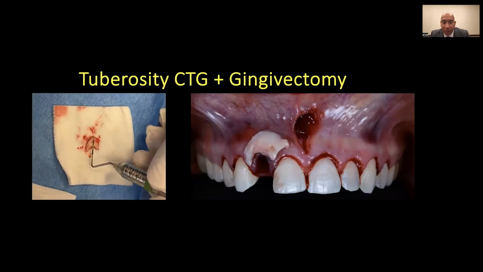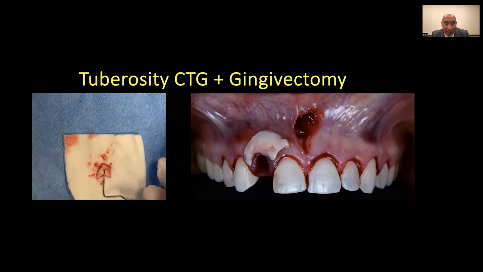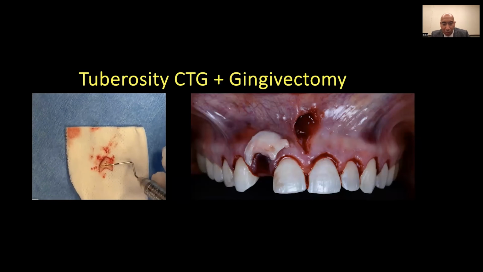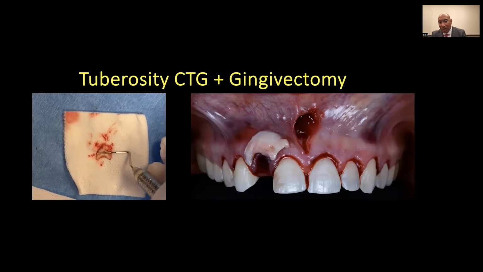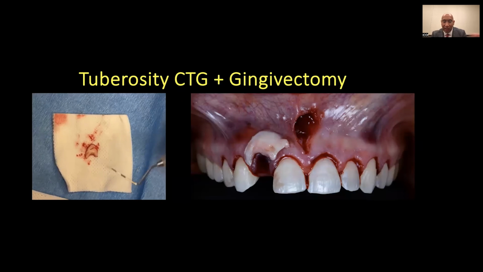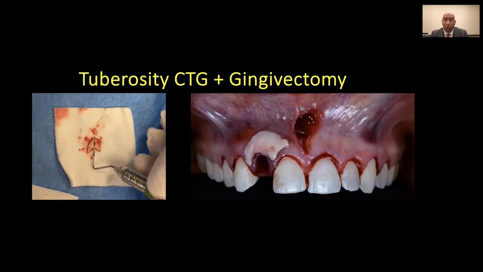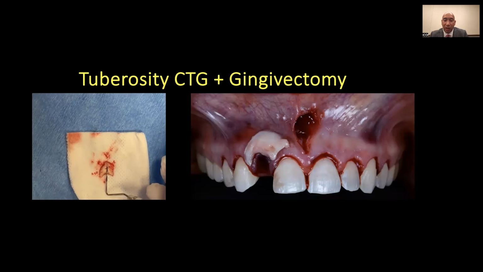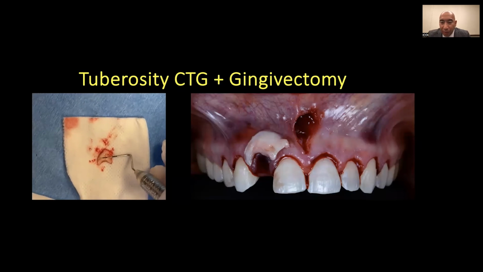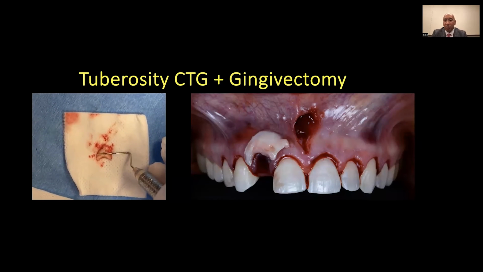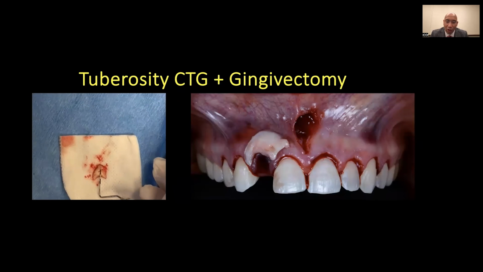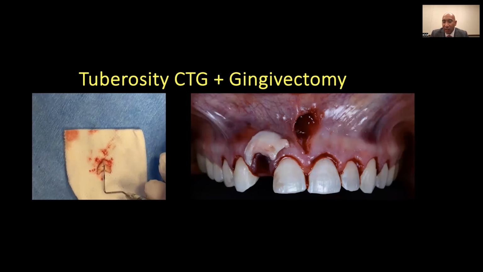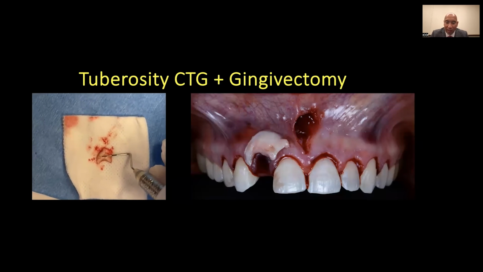In that video on the left side, you can see how thick that connective tissue graft is from the tuberosity. What you need to do at this point is take either a round diamond or a fresh 15 blade and shave off the epithelium. That way you can utilize that connective tissue underneath your existing flap. So here I've made a tunnel flap, utilizing the frenum as my tunneling entry.